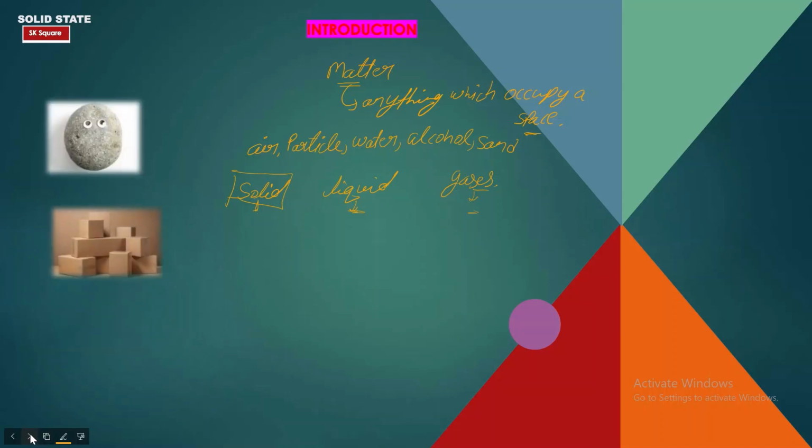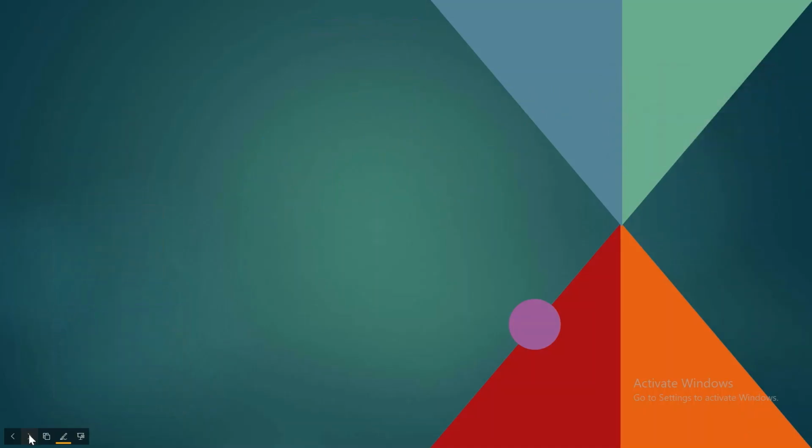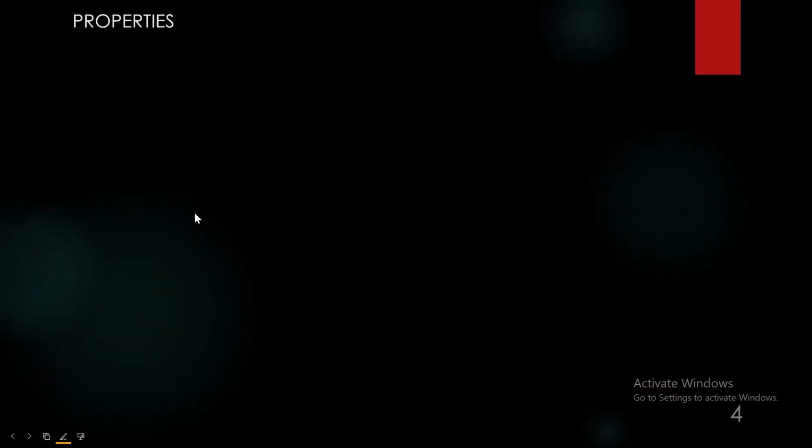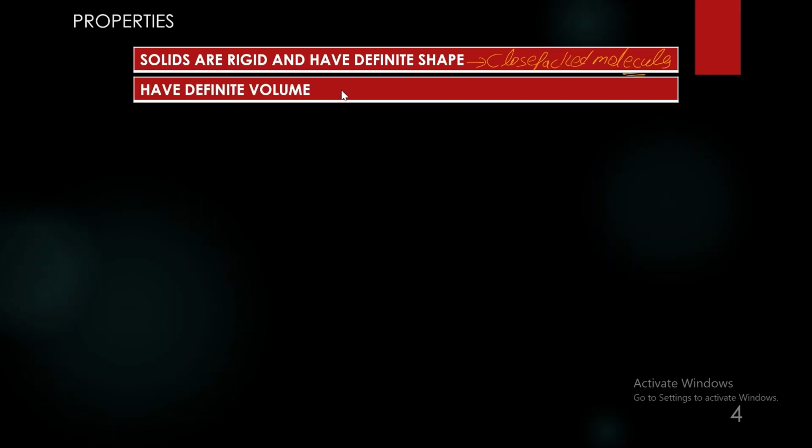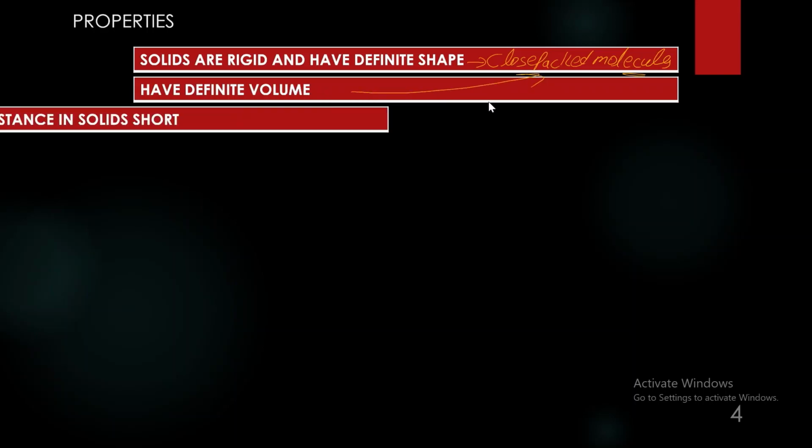These are some solid pictures you can see. Now first we discuss the general properties of solids. First property is that solids are rigid and have a definite shape. Why do they have a definite shape? Because of close packed molecules. Due to close packing between the molecules, solids are rigid and have a definite shape and a definite volume.